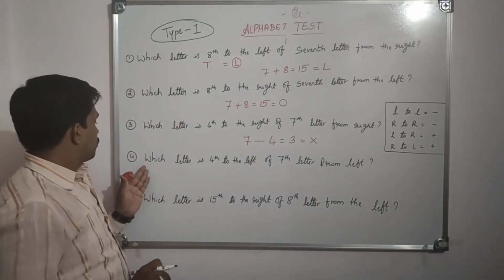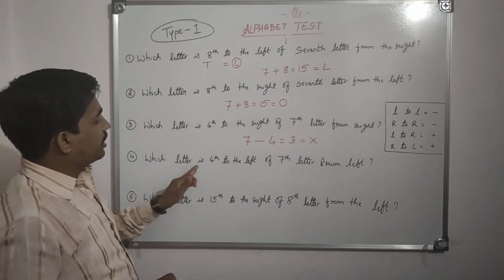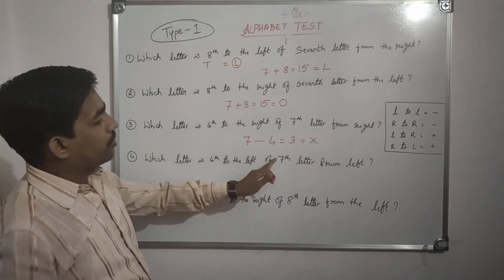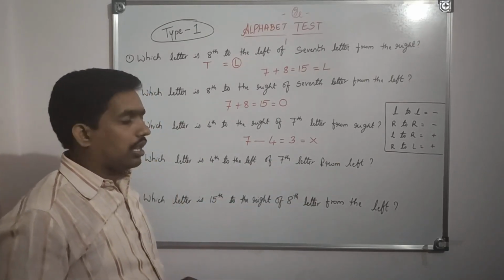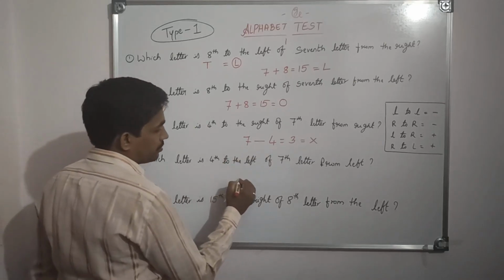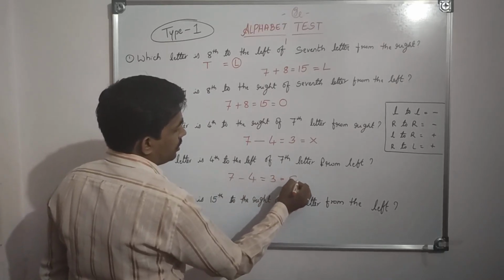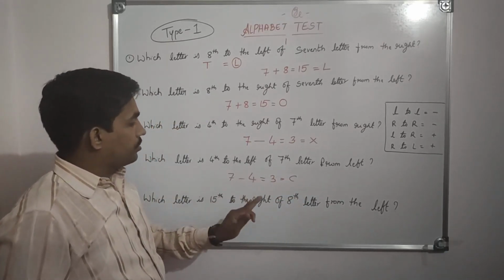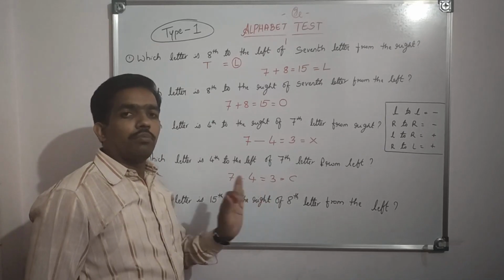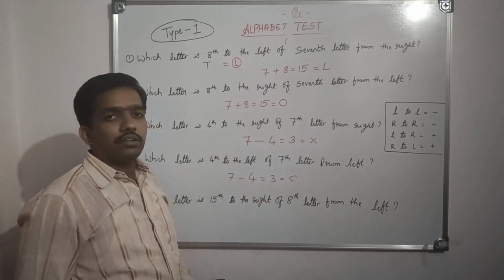Next, fourth question. Which letter is fourth to the left of seventh letter from the left? So left to left means minus, seventh letter, fourth letter, it is 3, C from the left. So this is how we can solve by using that rules.